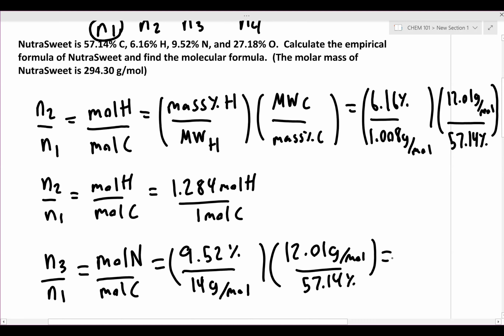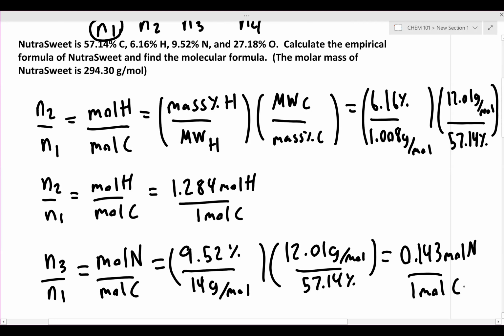And let's now punch this into our calculator. So we have 9.52 divided by 14 times 12.01 divided by 57.14. And that in turn gives us another somewhat messy decimal that we'll be able to handle. Everyone following so far? Okay. So we have 0.143 moles of nitrogen for every 1 mole of carbon.